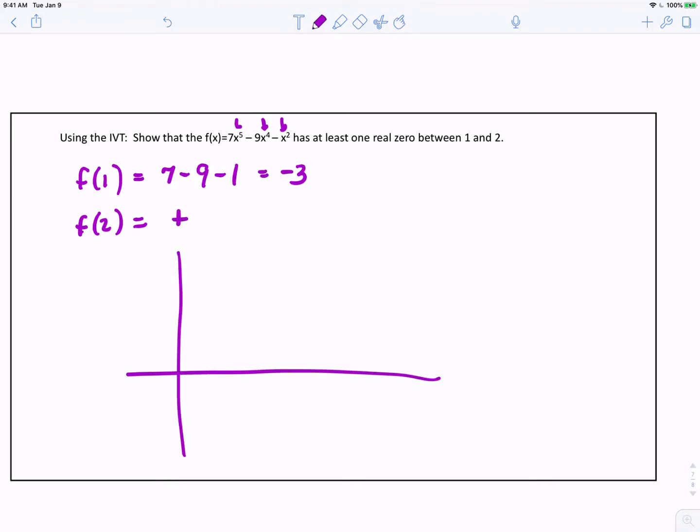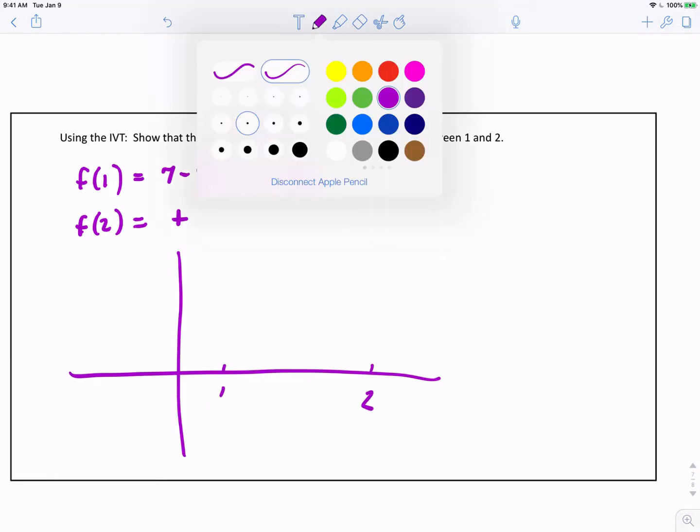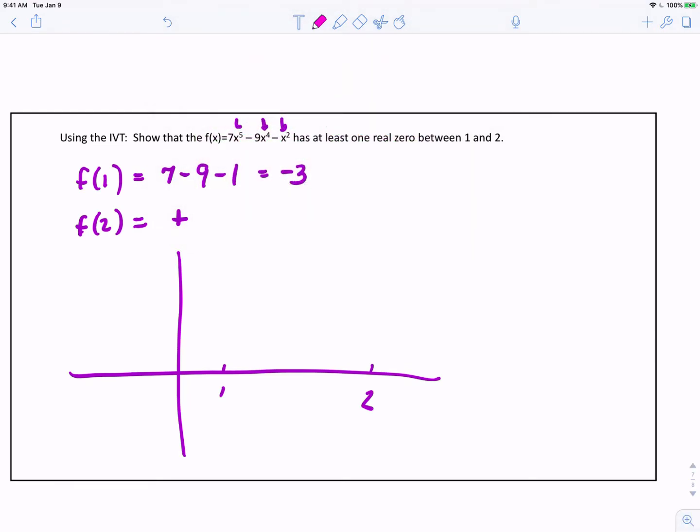So if we do that, what that says is here we have 1 and here we have 2. We know that f of 1 was negative. F of 2 is positive, all right? And the polynomial is smooth and continuous. So it has to have at least one real root between 1 and 2. Why? Because f of 1 and f of 2 have opposite signs. And by the intermediate value theorem, there has to be a root between them.